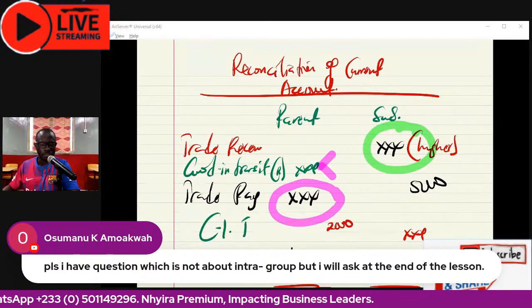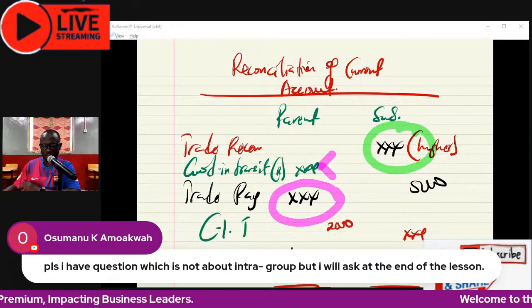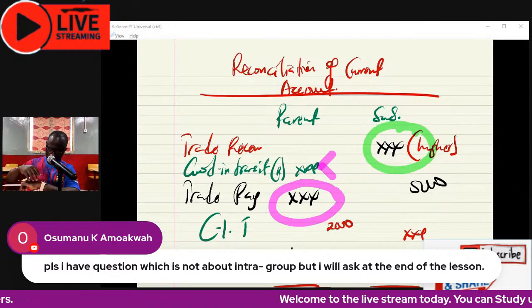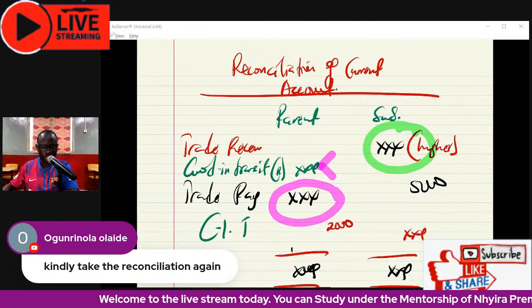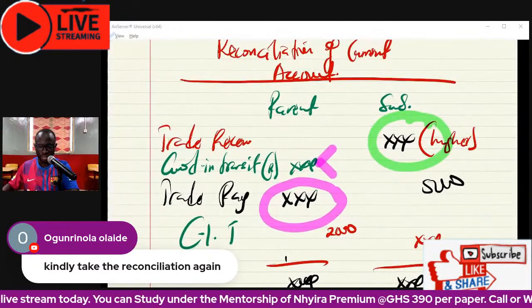Osmanu said, please, I have a question, which is not about intragroup, but I will ask at the end of the lesson. You can bring it up in that case. You can bring the question up since it relates to consolidation. If it is not something that we have covered already, then I'll share my thought on it.